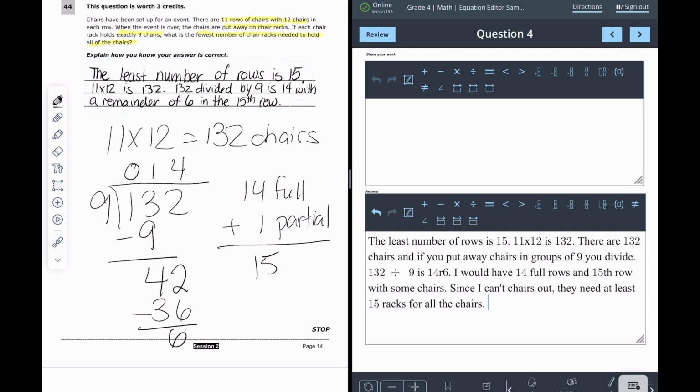Now if you're missing any of those points, you can give yourself 2 points. If you're missing a lot of it, give yourself 1 point. And if you're totally off base and you had a very different answer, give yourself 0. But that's it. That's the last question.